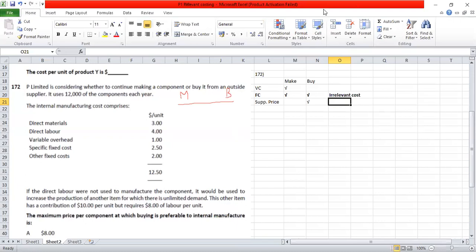These are the set of costs. Out of that, the first three are variable. The next two are specific fixed cost and other fixed cost. So these two costs are fixed in nature. Variable component we see 3 plus 4, 7. 7 plus 1 is 8. Okay.